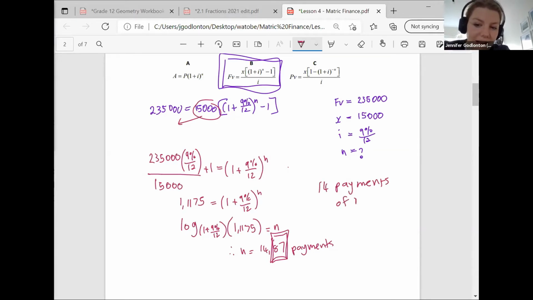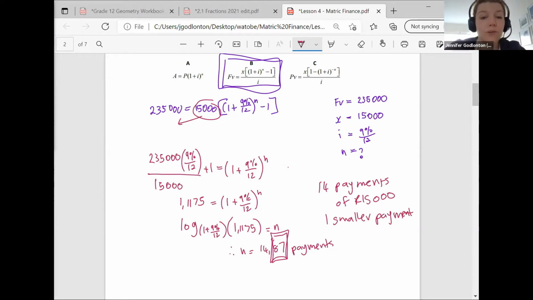So what this means is I've had 14 payments of 15,000 Rand, because that was what my monthly payment was, and one smaller payment. And this is the exact reason why we don't round up or round down, because if I was to round that up to 15, it's saying I've made 15 payments of 15,000 Rand, which I haven't done. I've made 14 payments of 15,000 Rand, and then I've made one smaller little payment.